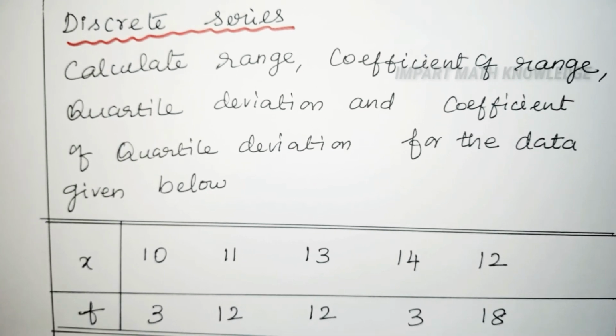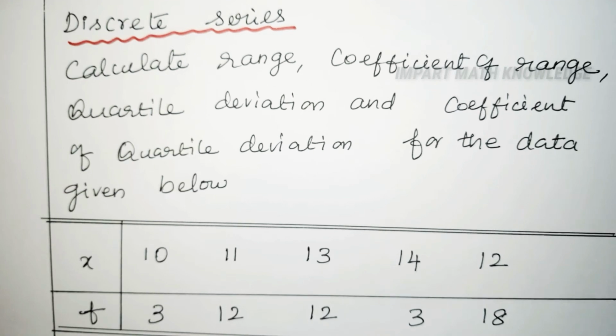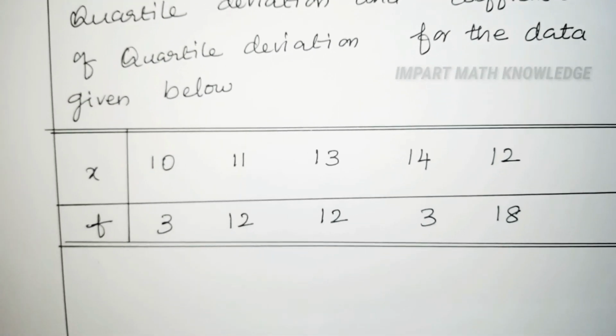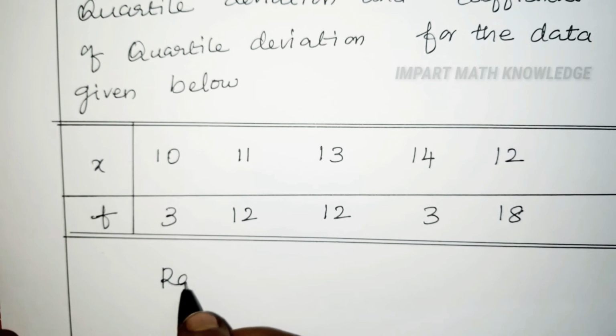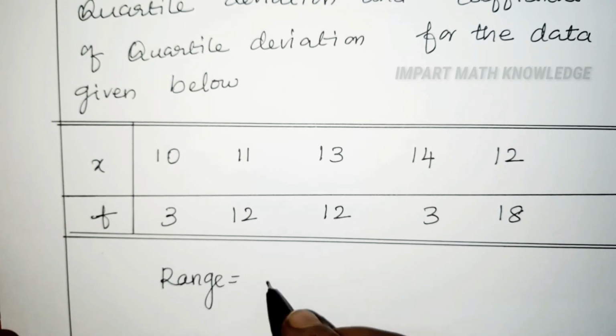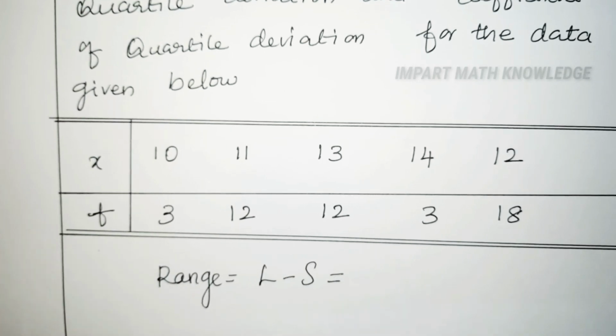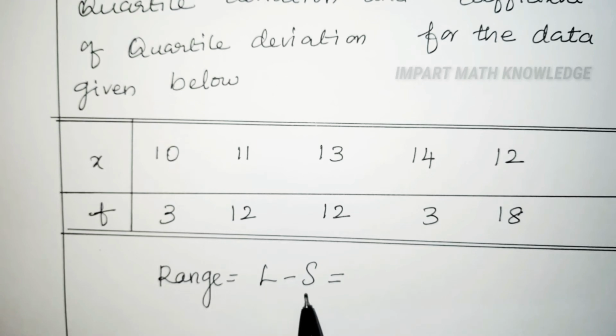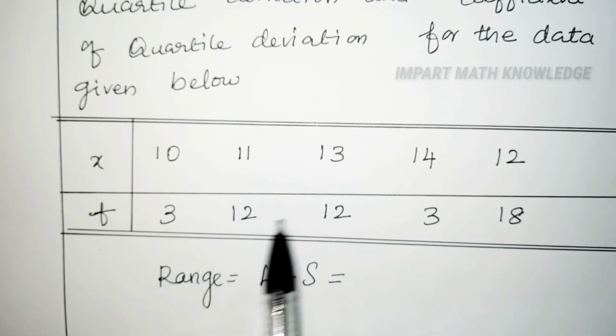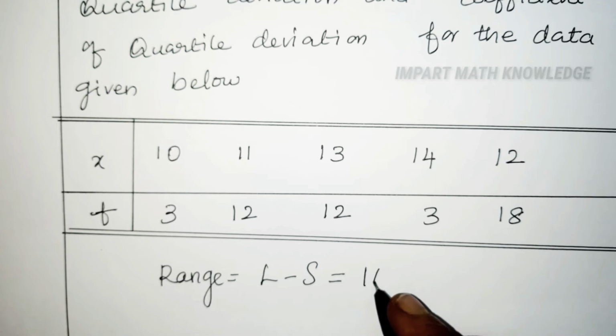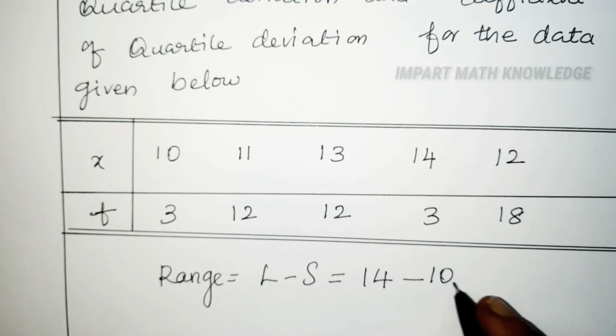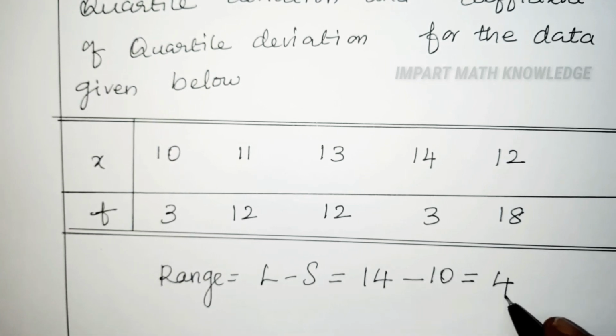Next one, discrete series. First you have to find the range and coefficient of range. Range is equal to L minus S. Range is the difference between the largest and smallest value of X. Here the largest value is 14, the smallest value is 10. So range is equal to 4.